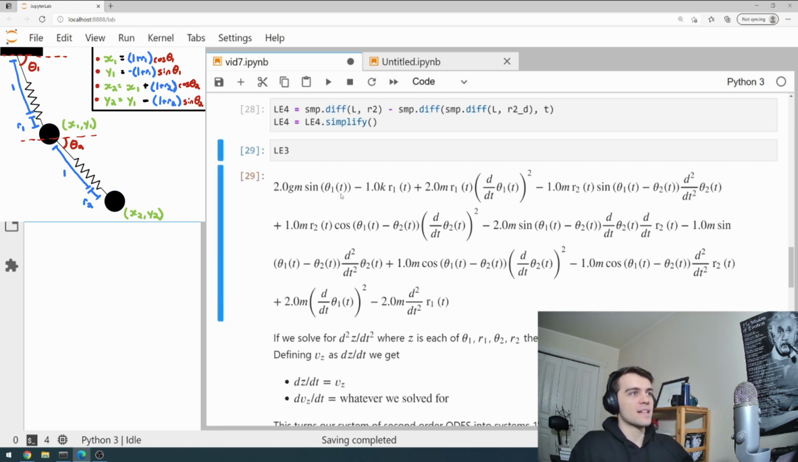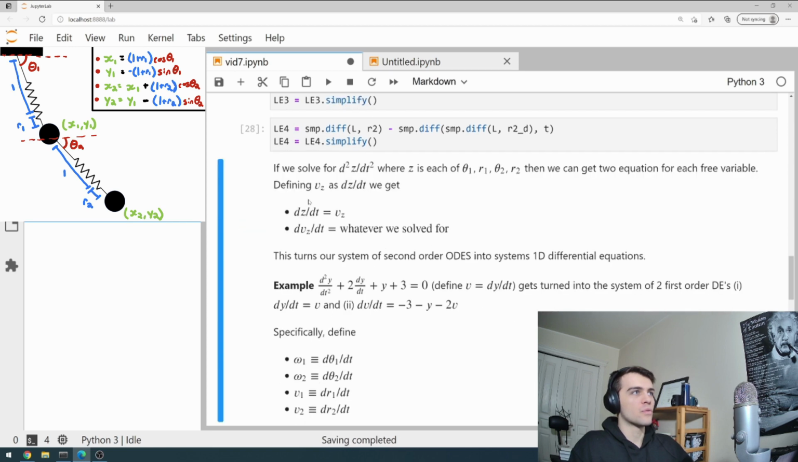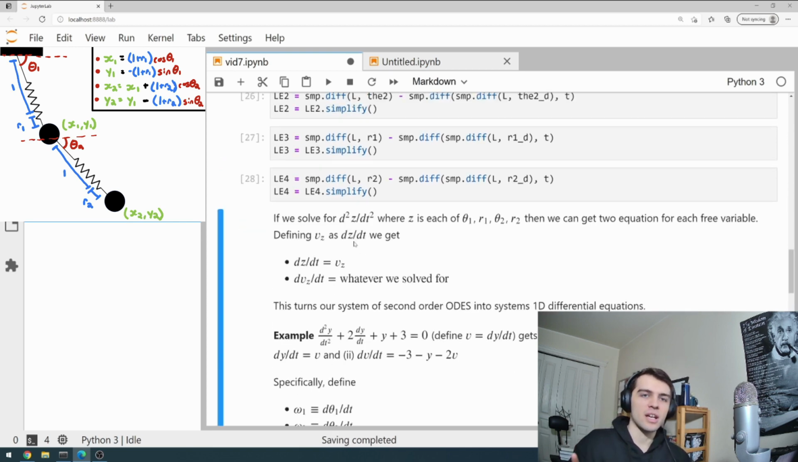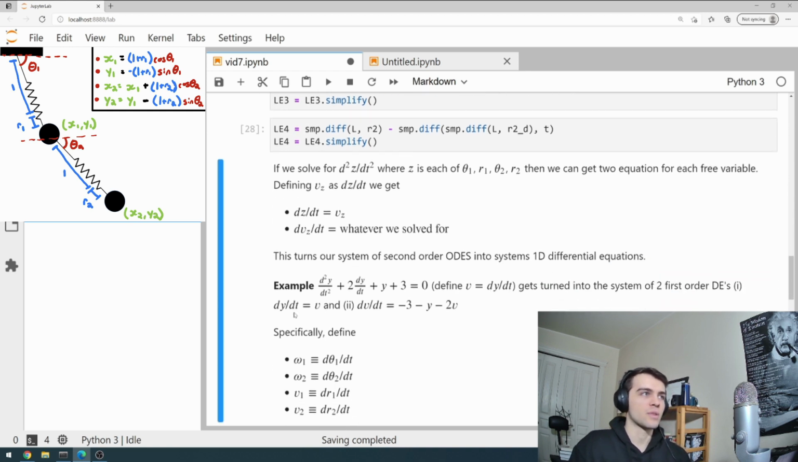It means that we can do the following. Remember, if we have a second order differential equation, we can turn it into 2 first order equations. The example I have is here, and I would take a look at it. You have d²y/dt² plus 2 dy/dt plus y plus 3 equals 0. That's a second order ODE. But if I define a new variable, v equals dy/dt, then we get 2 first order differential equations: dy/dt is v, and dv/dt is minus 3 minus y minus 2v. Go through that and you'll see. So it requires defining a new variable as the first derivative, and they're coupled. The 2 differential equations are related, and this is how we solve them in Python.